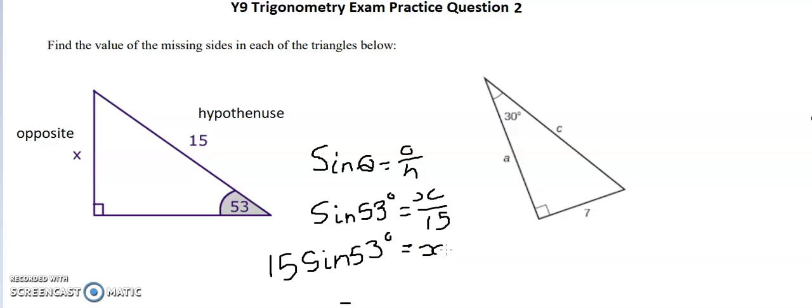So based on that, we are able to find our x now, and our x is 11.979. I'm just going to round that to 11.98 to 2 decimal places. Okay, let's look at our next question.